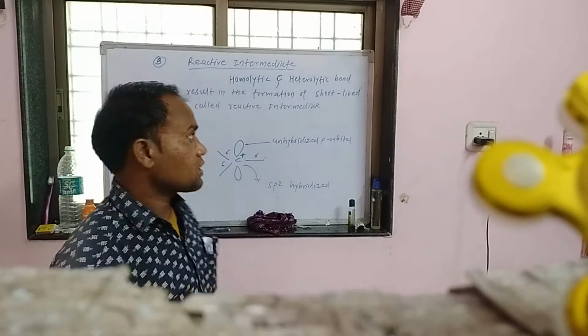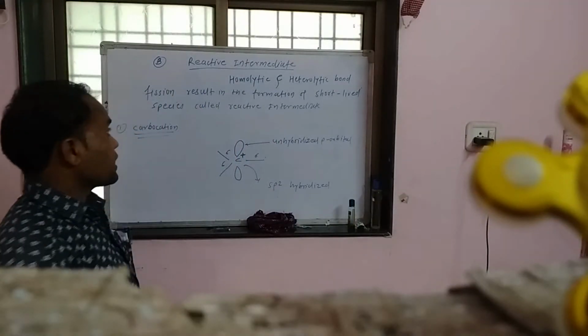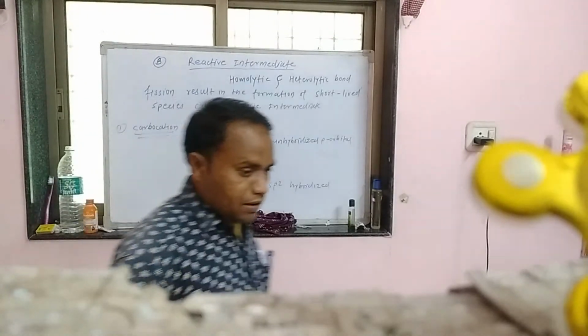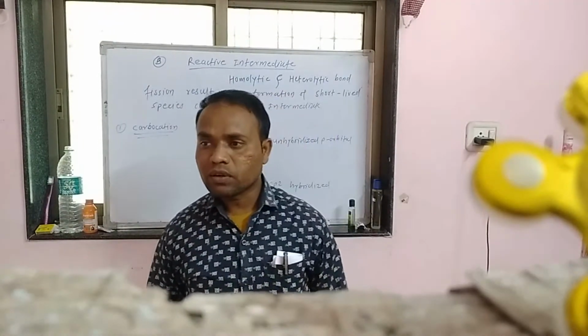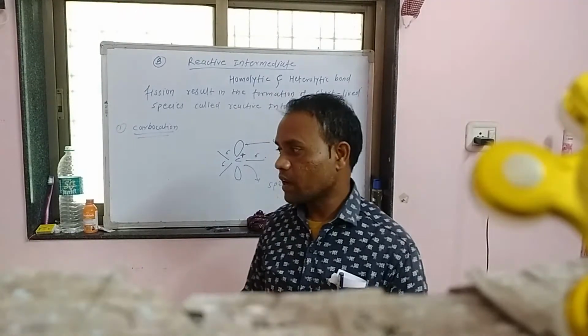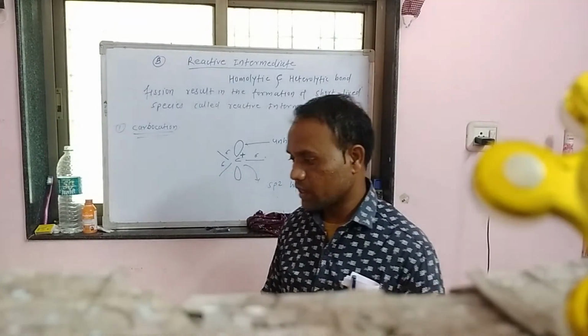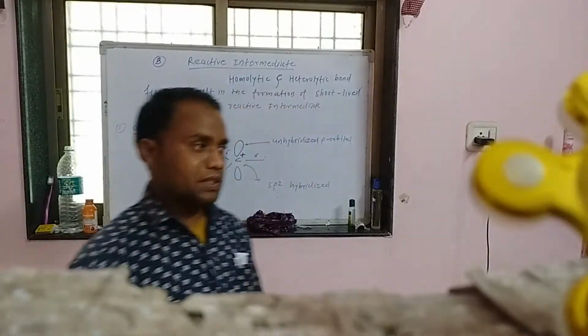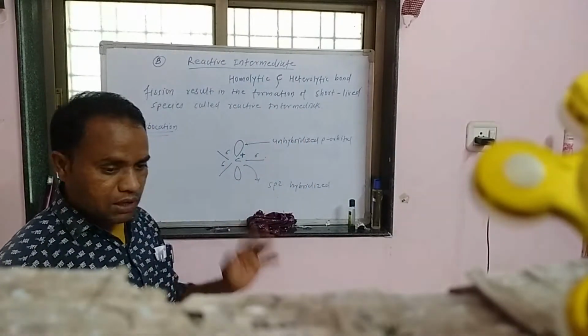Today we are going to discuss a new topic, reactive intermediates. The first topic was complexes. Complexes involve three points: first is hyperconjugation, resonance, and electromeric effect, and inductive effect. There are four points involved in the last chapters.